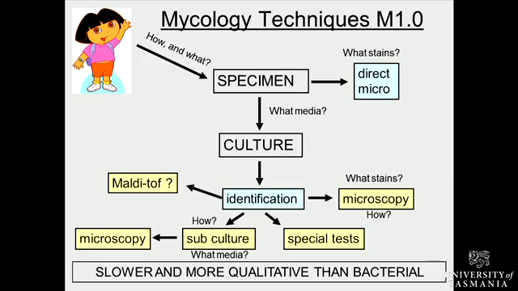A piece of skin you might digest for a couple of hours. A big chunk of toenail might be overnight. And then you add your cotton blue, and then you put it on the slide, squash it, and it flattens right out and becomes visible. The KOH will digest all the non-fungal elements, but won't digest the fungi. They stay intact.